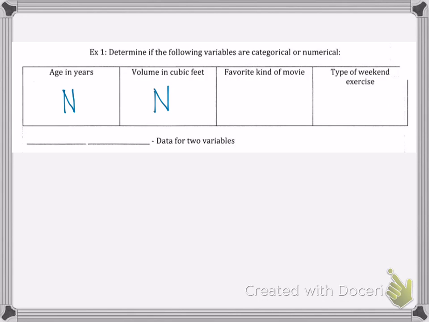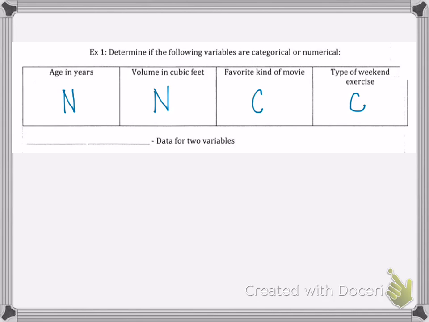Favorite kind of movie. So you might say comedy or drama or mystery. That is going to be categorical answers. They are not numbers. Type of weekend exercise, you might say running, jumping, playing basketball. That's again categorical data.